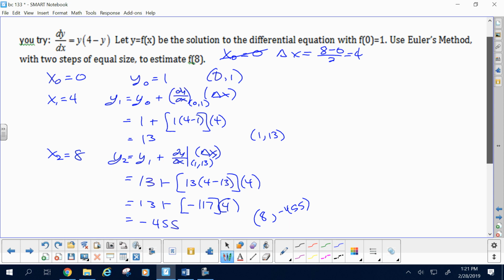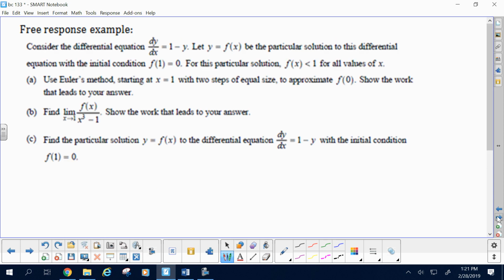Okay, good stuff. And then, do we have time to, yeah. All right, so this is what an AP question looks like. They would involve Euler's method.